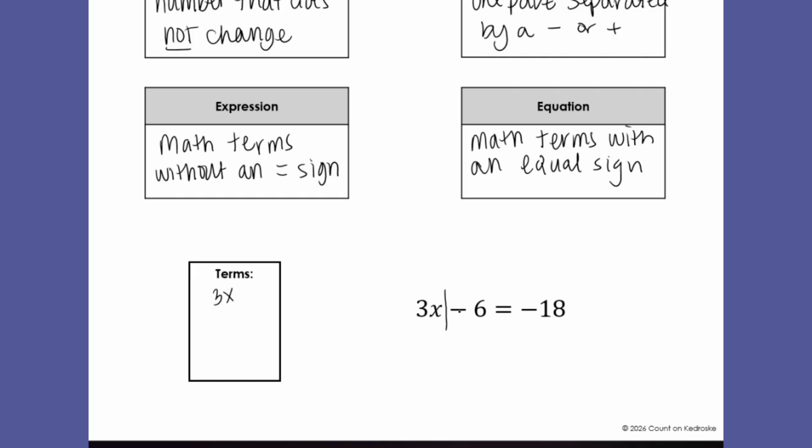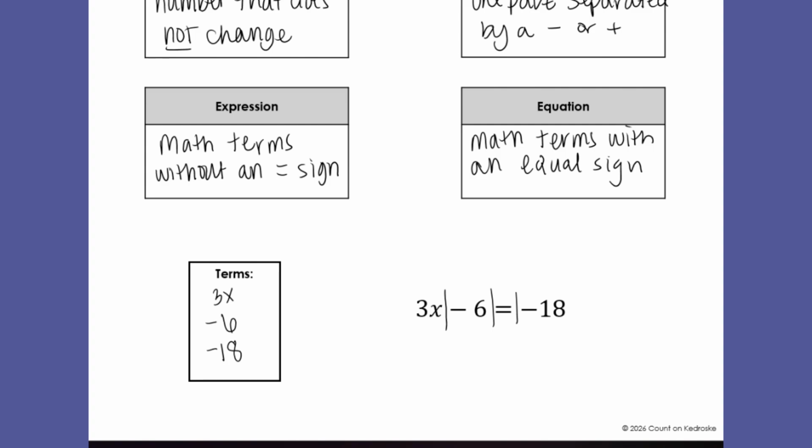The next term is negative 6 or subtracting 6. So every term is separated by the addition or subtraction sign. We'll keep our sign with the term so that negative sign or that subtraction sign stays with the 6. So our next term would be negative 6. There is an equal sign. And then negative 18 would be our next term. So there was a total of 3 terms here: 3x, negative 6, and negative 18. Checking your definition, they're each one part of the equation that's separated by a subtraction or an addition sign.